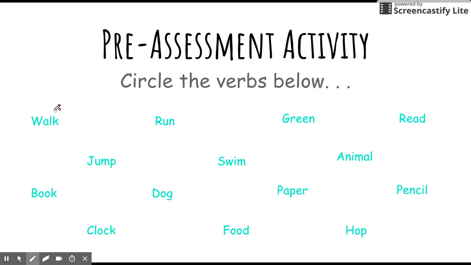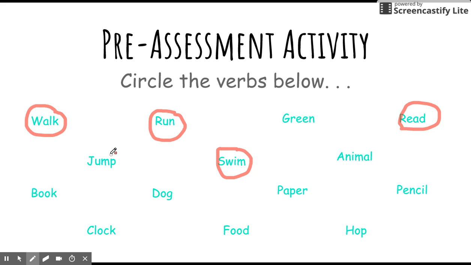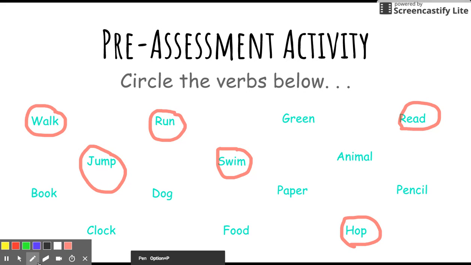All right. Walk is a verb. Run, is that a verb? Good job. What about green? No, green's not a verb. It's a color. It describes something. Read is a verb. Swim is a verb. Jump is a verb. Can anyone see any other verbs? Hop is one as well. All right.